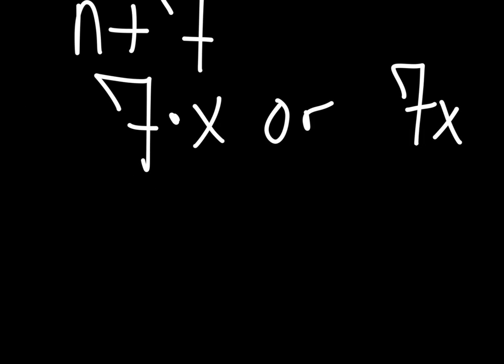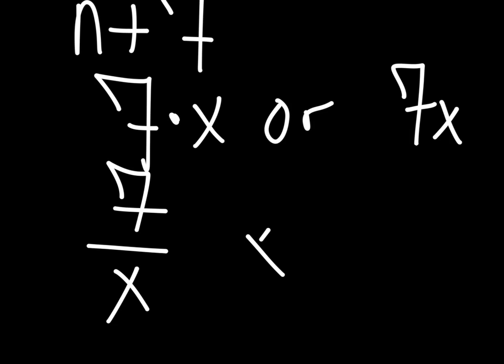The quotient would be division, and you would write it as 7 divided by x, where 7 is the numerator and x is the denominator. And last but not least, the difference of x and 7 would be x minus 7. Alright. So hopefully that makes sense.